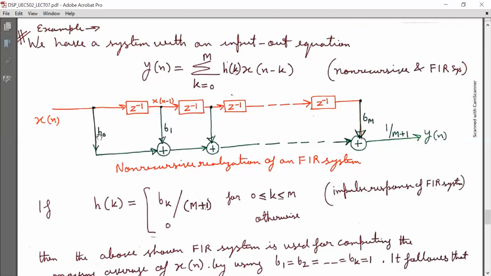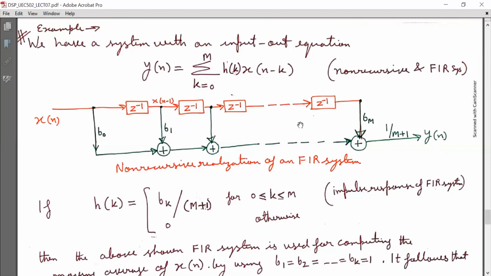Here b0 is going to be multiplied by x[n]. At this point I will have the signal x[n minus 1], at this x[n minus 2]. So b1 is going to be multiplied by x[n minus 1]. Here b2 is going to be multiplied by x[n minus 2] and so on. And here x[n minus M] is going to be multiplied by bM. And ultimately, there is a scale factor or constant coefficient, that is 1 by M plus 1, giving y[n].